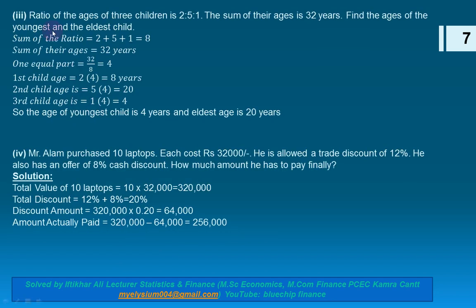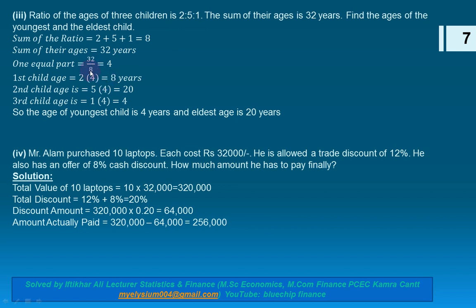After that, question number 3, the ratio of the ages of 3 children is 2, 5, 1. The sum of their ages is 32 years. Find the ages of the youngest and the eldest child. In the case of ratio, first of all, we will have to add up all the ratios: 2 plus 5 plus 1 equals 8. And after that, total age will be divided by 8 multiplied by 2, simultaneously multiplied by 5 and multiplied by 1. So in this way we can calculate the 3 respective ages of the 3 children.